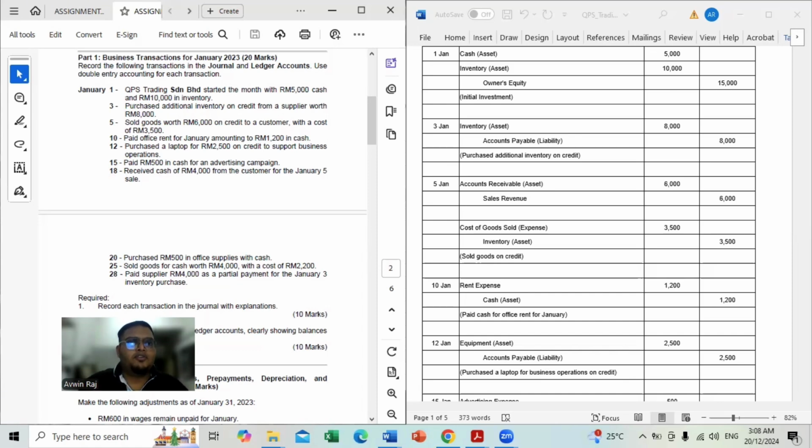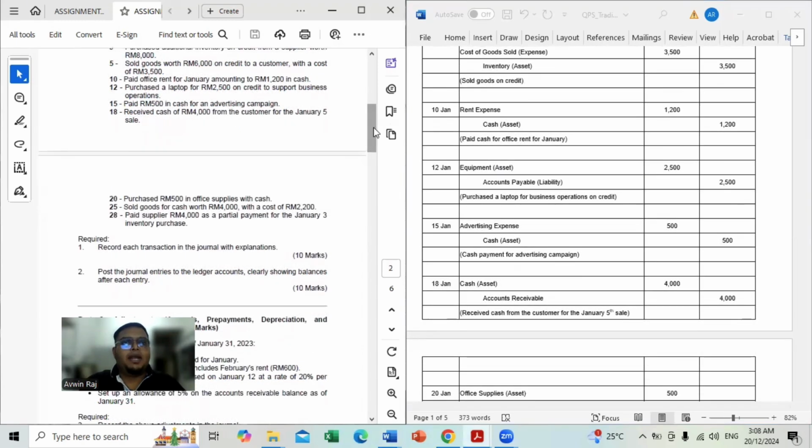For 12th of January, purchased a laptop for 2,500 on credit to support business operations. So in the journal, I debited 2,500 for the equipment account and I credited 2,500 for accounts payable.